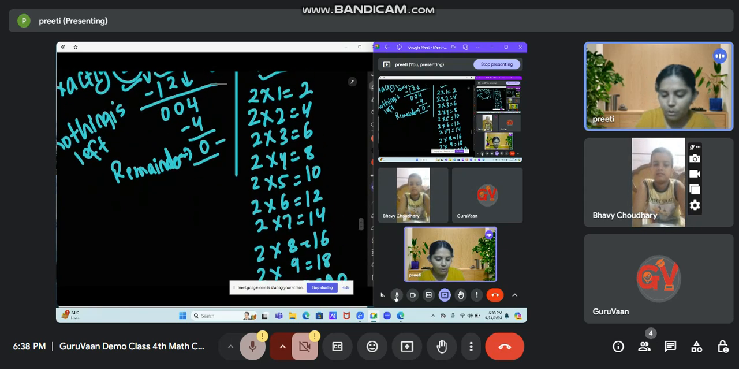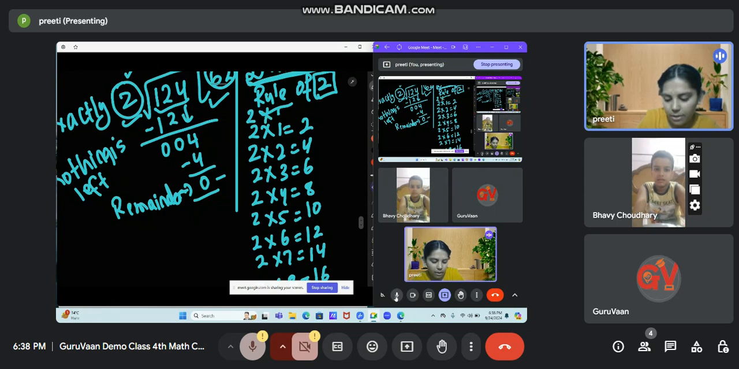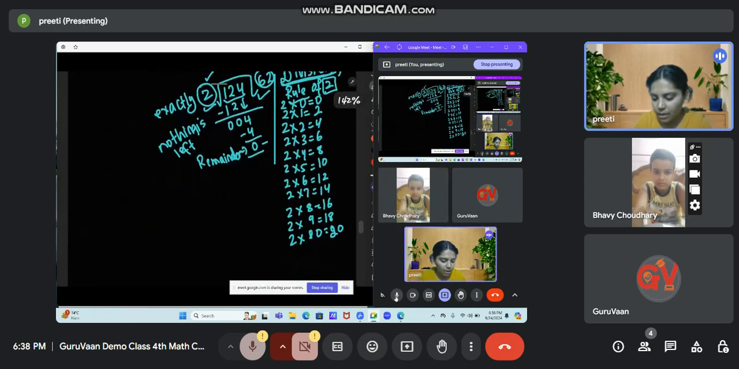You must know where we start the table from. 0, right? 2 times 0 is what? Zero. Now, Bhavya, I want you to look at the whole table. I want you to look at this section. Do you see some kind of similarity or pattern which is getting repeated again and again?